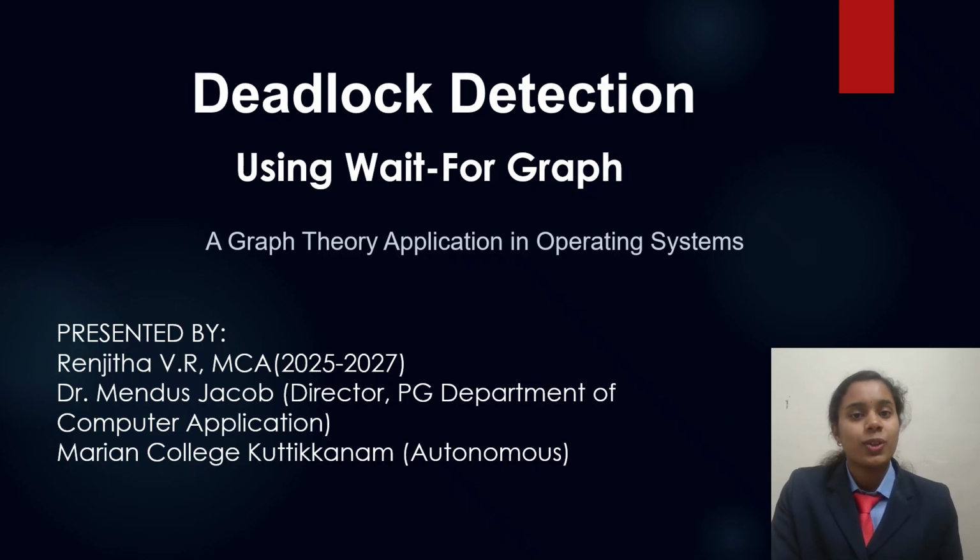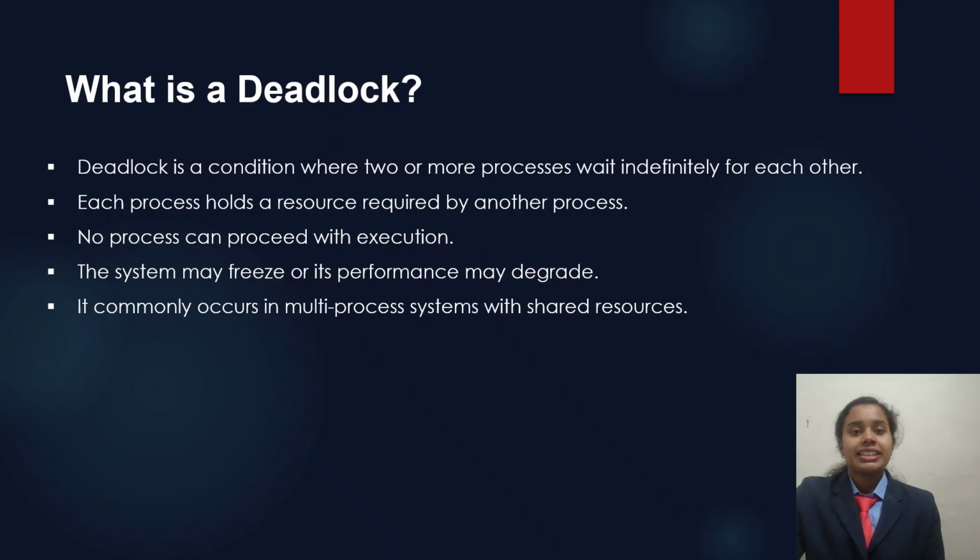Now, let us check what is deadlock. Deadlock is a condition where two or more processes wait indefinitely for each other. Each process holds a resource required by another process. No process can proceed with execution. The system may freeze or its performance may degrade. It is a common occurrence in multi-processor systems with shared resources.